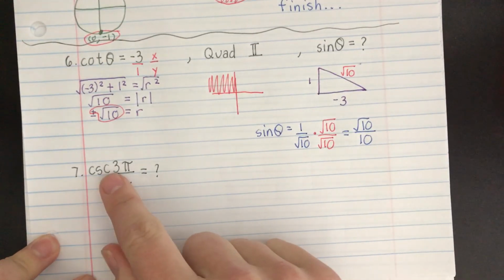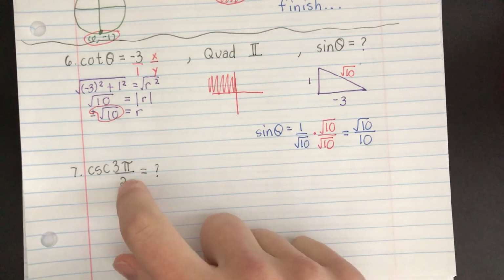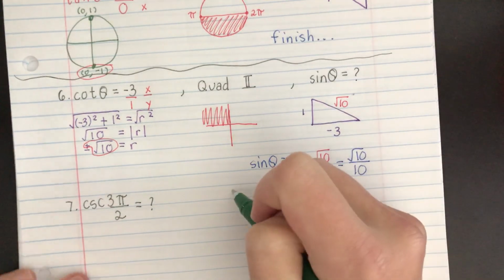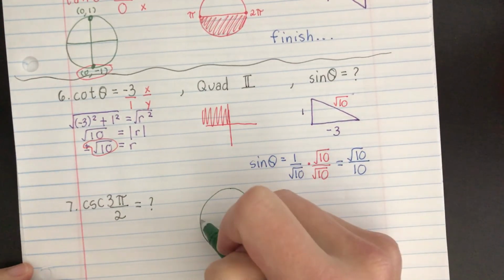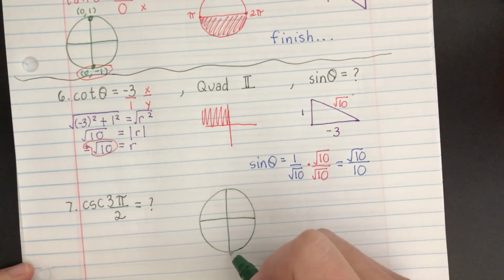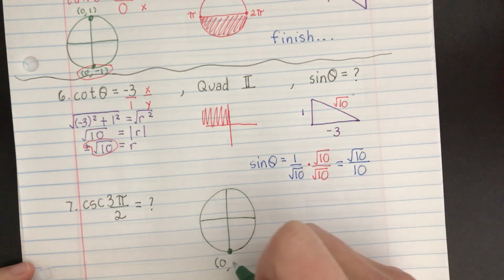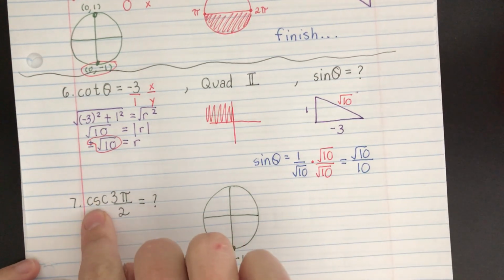Last one, cosecant of 3 pi over 2 equals question mark. This is on the unit circle. 3 pi over 2 is on the unit circle. Lucky you. Love these that work out this way. So 3 pi over 2 would be this point here. This coordinate is (0, -1).